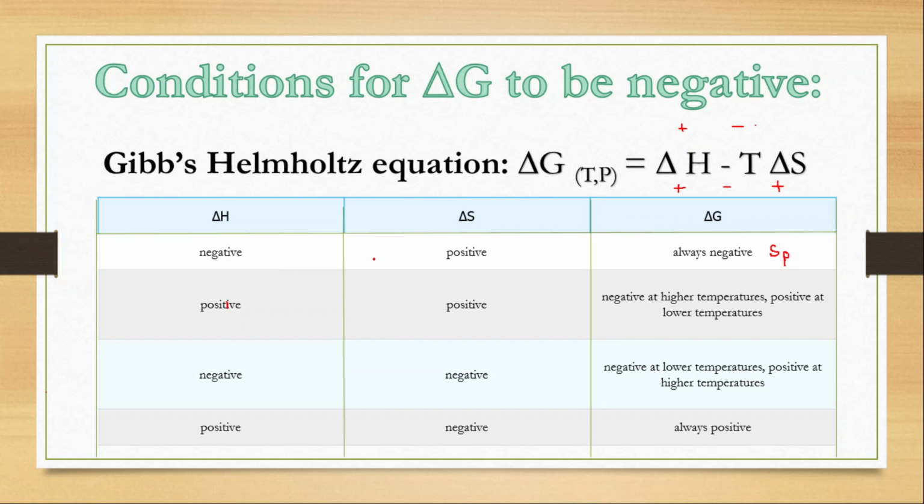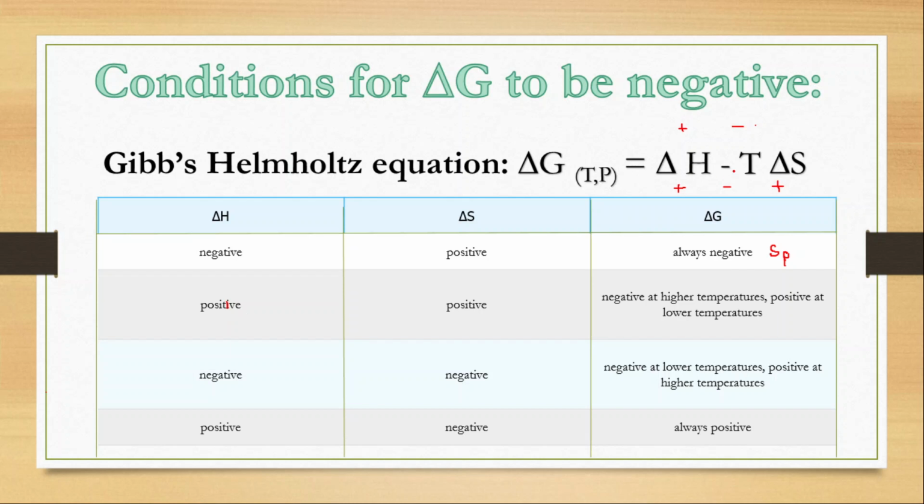Already we have seen this is negative and this is positive. That is nothing but the favorable condition. So we have a favorable condition. This is negative and this is positive. It indicates that that is the favorable condition for delta G to be negative. So if this is positive and this is positive, this is favorable condition. This one is not favorable.